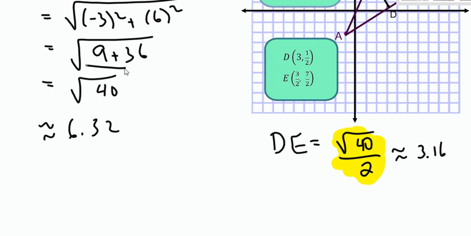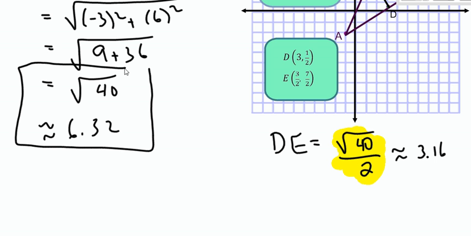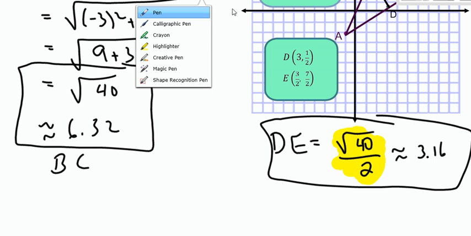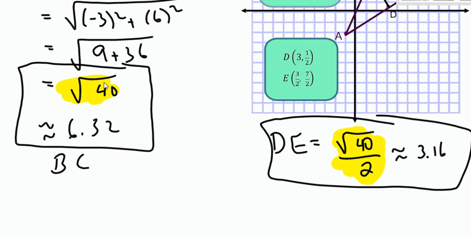So if you compare the length of BC to the length of DE, you can definitely see if you look at the radical sign, and let me highlight this one, that for BC I have root 40, and for DE I have root 40 divided by 2, which is half of root 40. You can also compare the decimals, of course, that 6.32 divided by 2 is 3.16. So therefore, DE is half the length of BC.